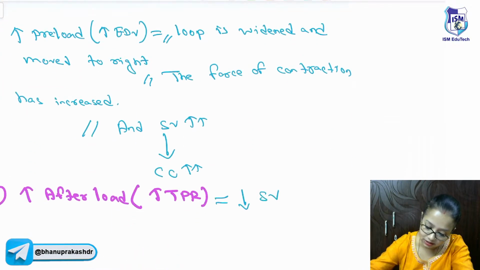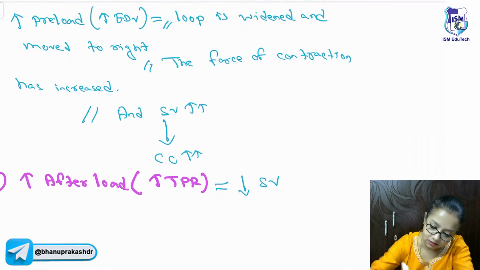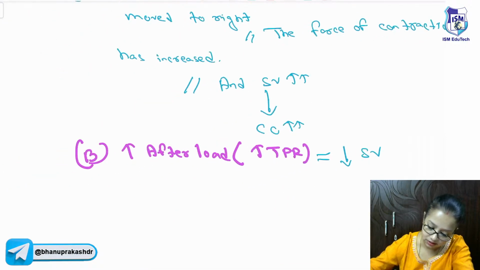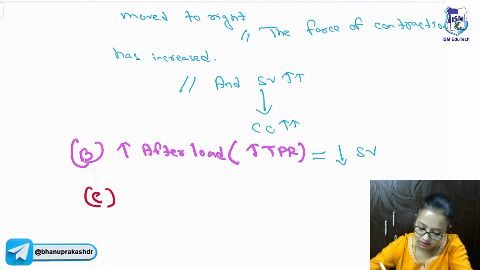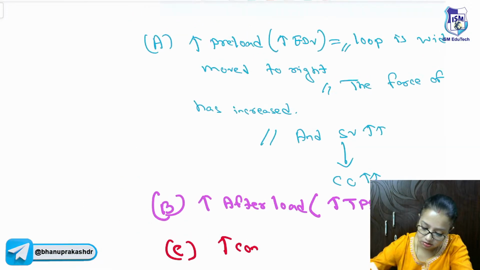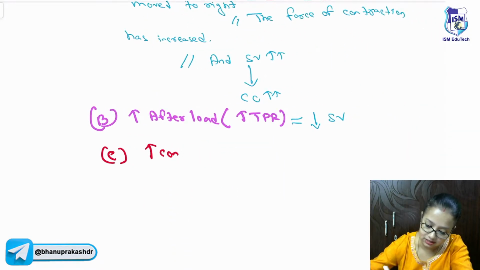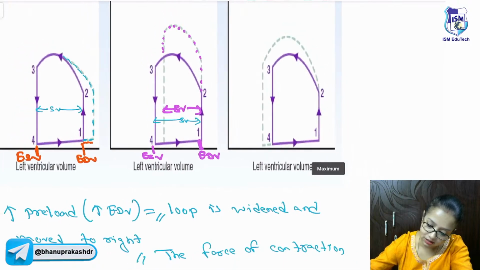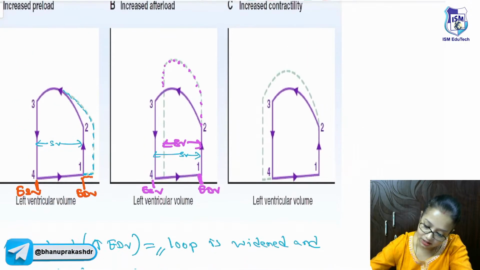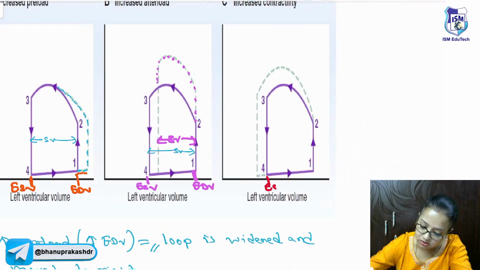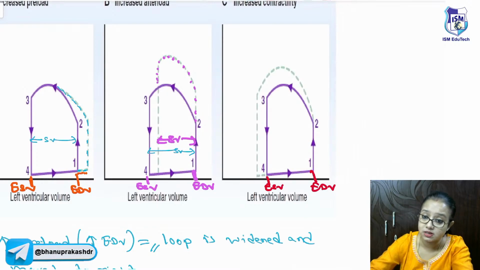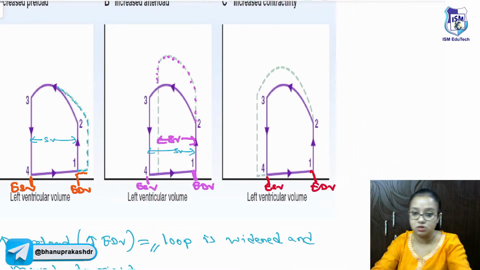So what stands out? When the afterload is increased, there is a decrease in the stroke volume as we see in the loop. The third condition is increase in contractility. Looking at the graph, this is the end systolic volume. This is the end diastolic volume. The end diastolic volume has not increased, so the preload has not increased. And there is no mention of the afterload, which means the afterload is also normal.